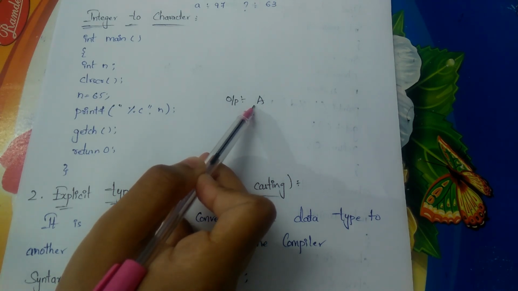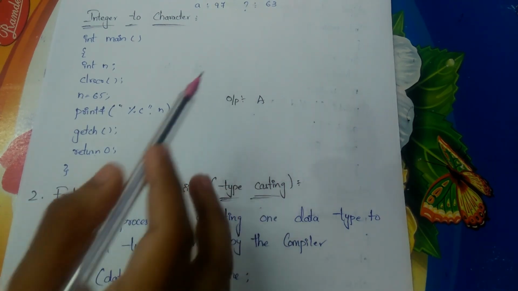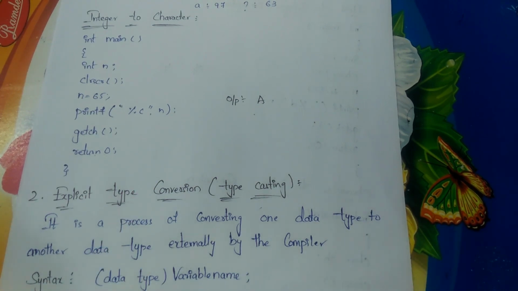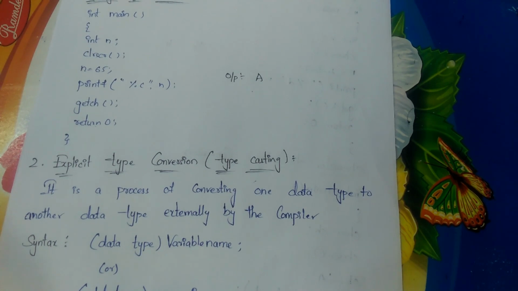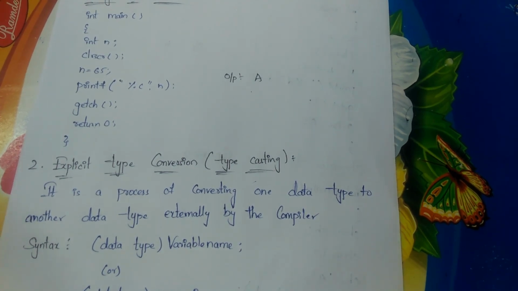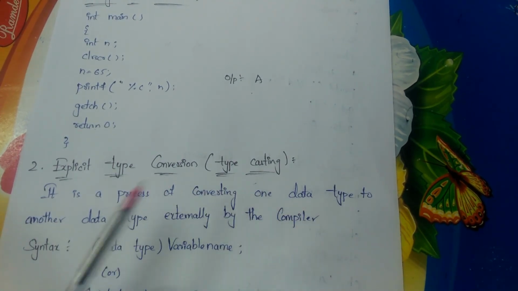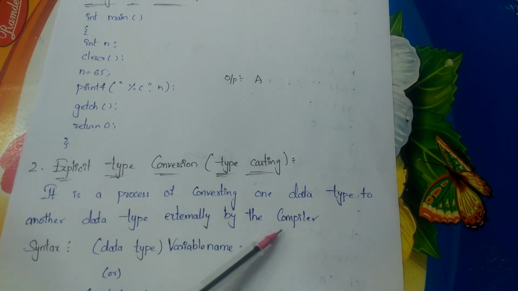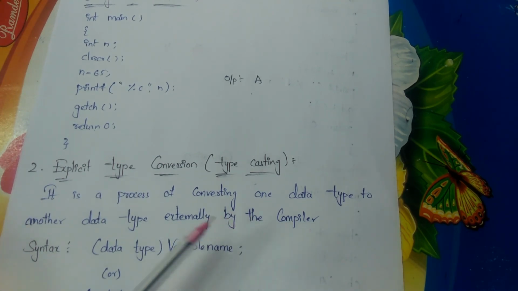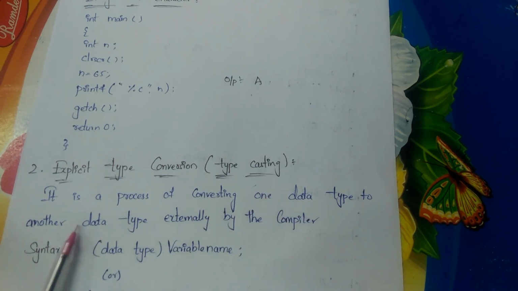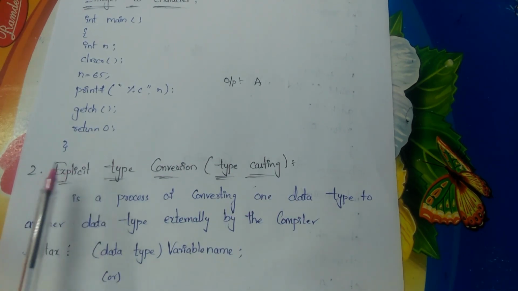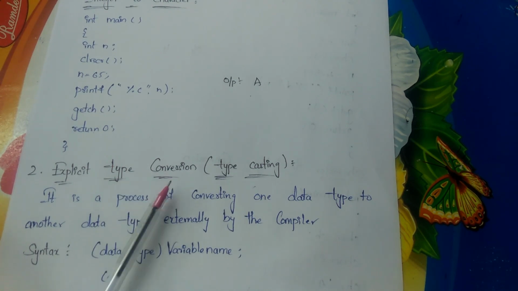So this is about the implicit type conversions. And then let's see the second type of conversion, that is explicit type conversion. This is also known as typecasting. It is a process of converting one data type to another data type externally by the compiler. So by the compiler, externally, this will be converted from one data type to another data type. This whole process is called explicit type conversion.